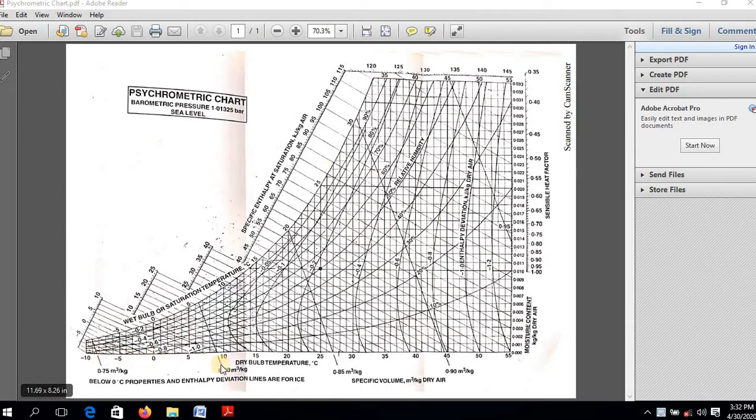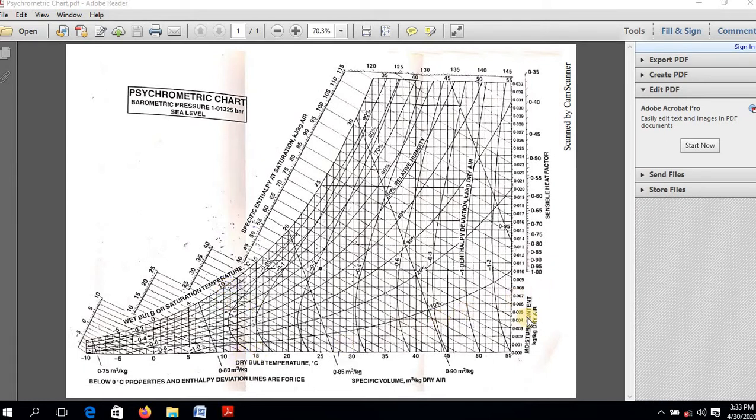This horizontal scale shows the dry bulb temperature, from -5, 0, 5, 10, 15 up to 55. This other scale, from -5, 0, 5, 10, 15, 20, 25, 30 and so on, shows the wet bulb temperature, and also the dew point temperature, the saturation temperature, which is also called dew point temperature.